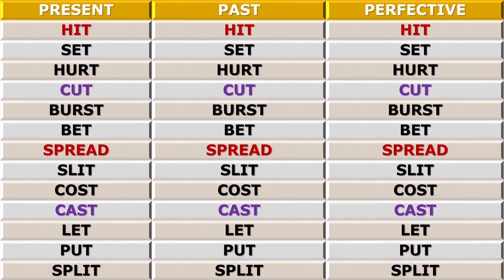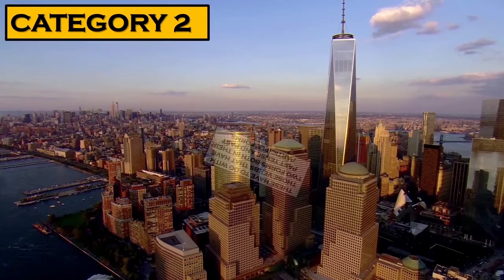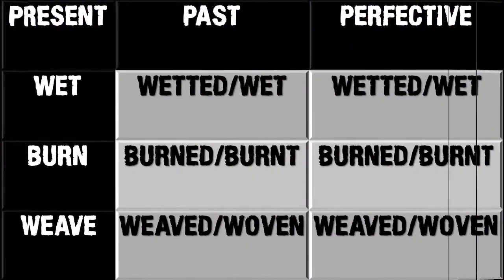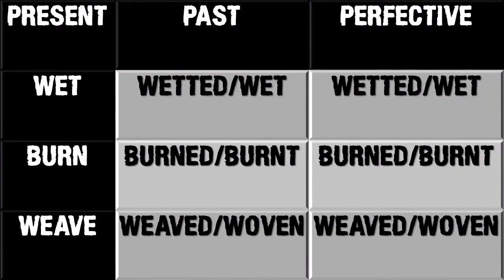The second category are those verbs that have 2 forms, both in their past and in their perfective forms. They have the same expression. For instance, you have verbs like wet. You can say wetted, and the perfective form wetted. You have verbs like burn, burnt, and burnt. Weave, weaved, weaved, or wove, woven, and the others as listed on the screen.